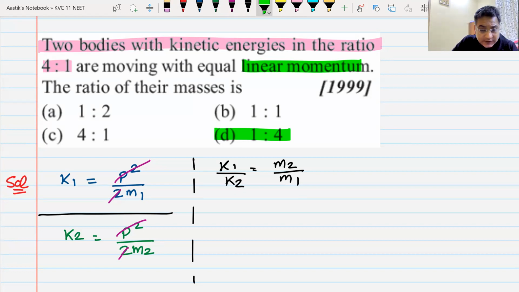Good. Now I'll give you one question as homework, which is a similar question but asked in a different way. Here they have given the ratio of kinetic energy and they have asked you the ratio of their masses. There are three things involved here: kinetic energy, momentum, and mass. So they can give you any question in the same way. This is a question for your practice, and I hope that you can solve this.